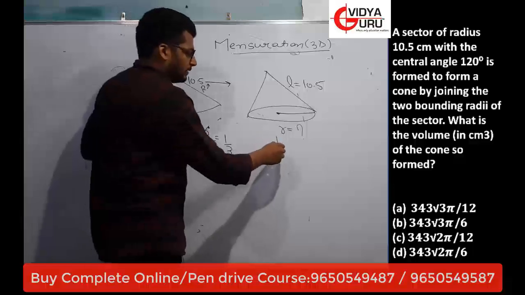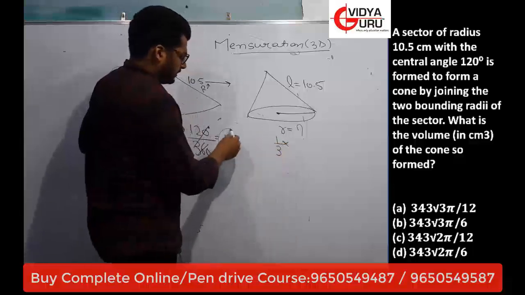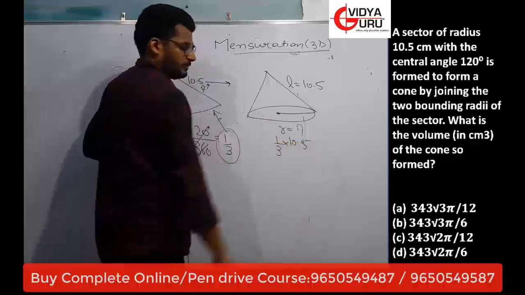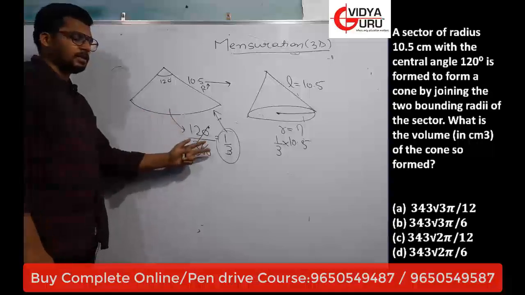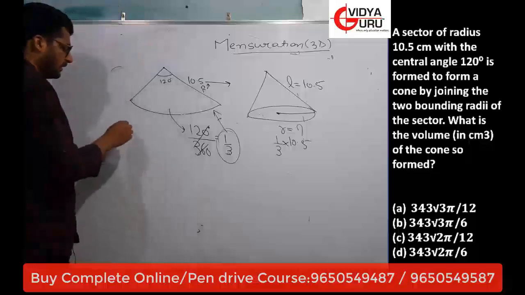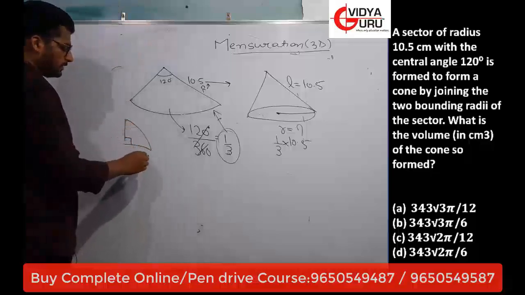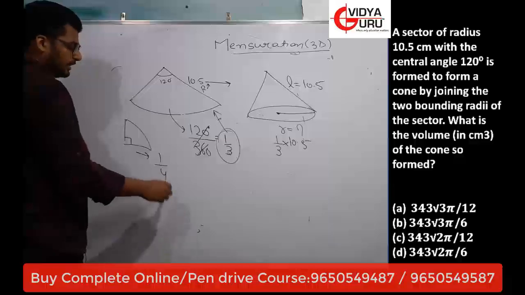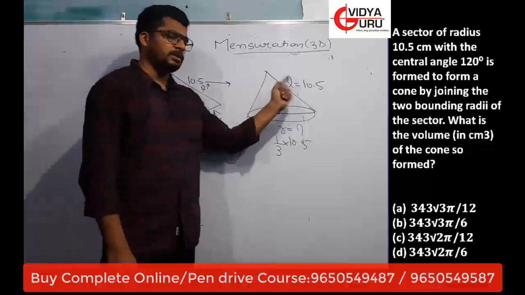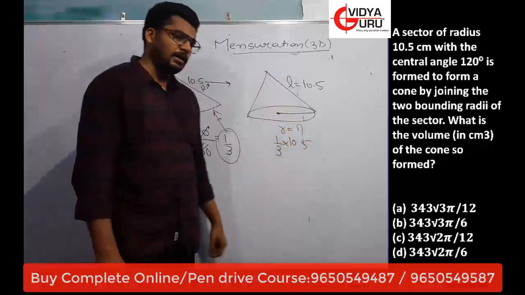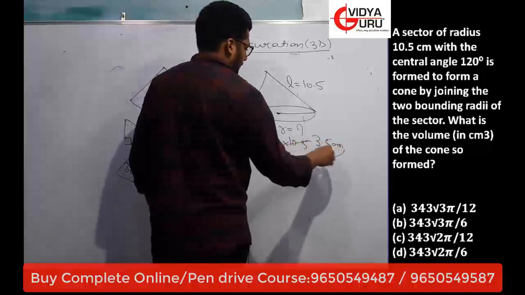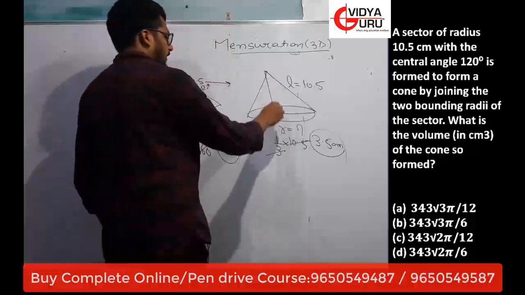So the radius will be equal to the part of the circle taken multiplied by the radius of the sector. This is 1/3 part of the circle, so the radius will be equal to 1/3 into 10.5. If this was 90 degrees, what part of the circle is it? 1/4. So the radius would be 1/4 of whatever radius is given here, and the sector radius will always be equal to the slant height. This way we can find the radius. So the radius will be 3.5 centimeter. To find the volume we need to find the height.